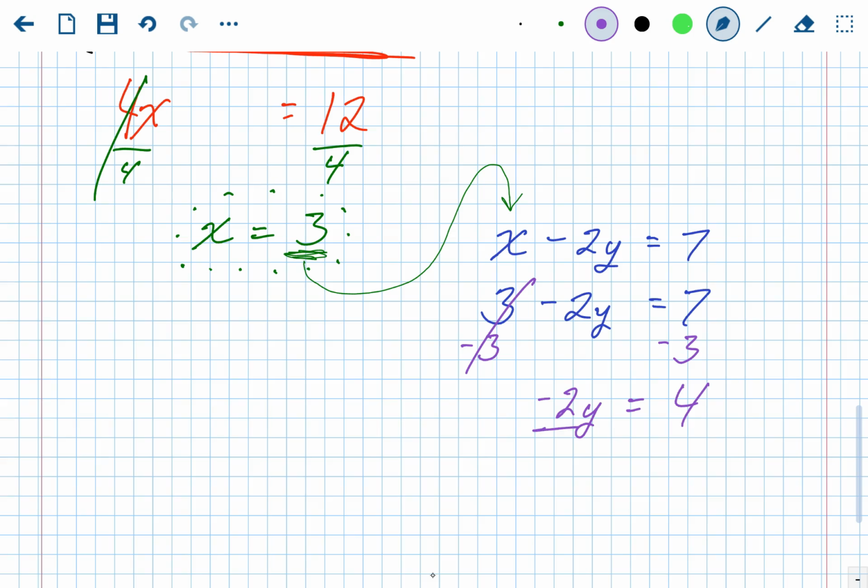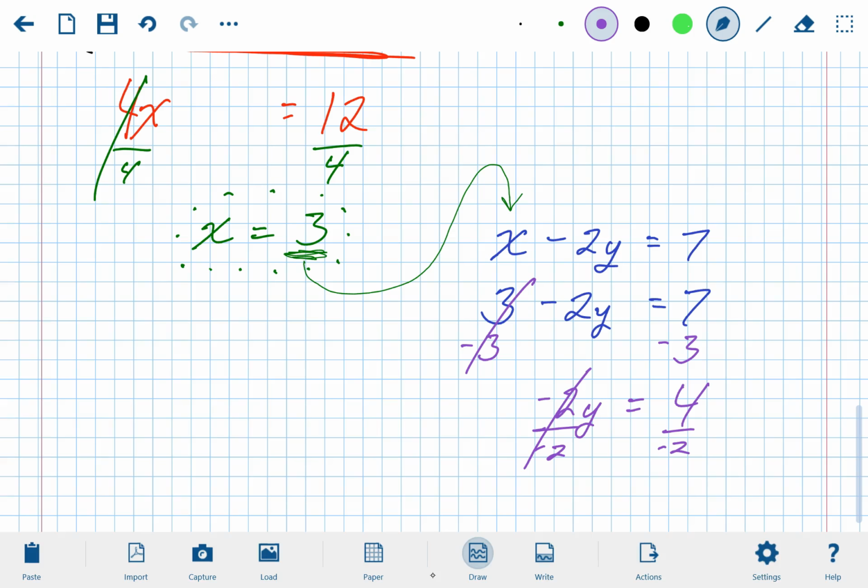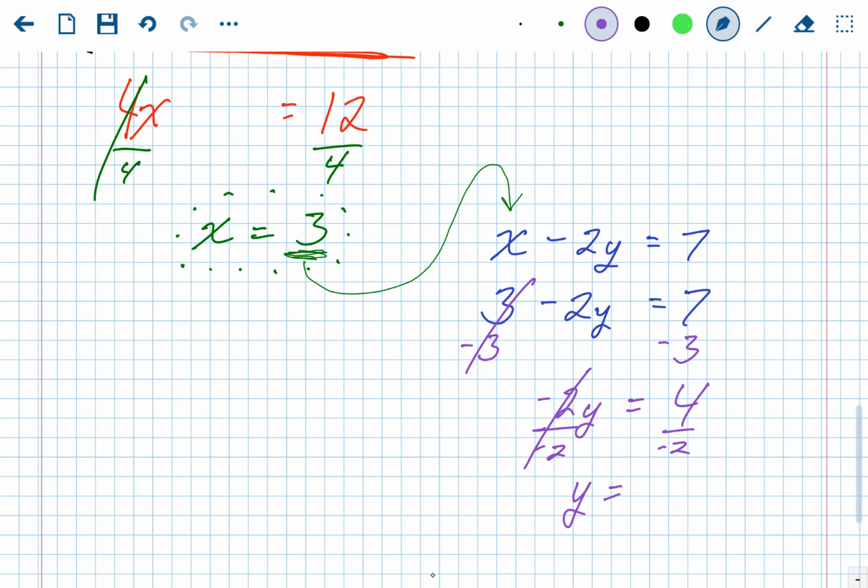And then solve for your missing variable, negative 2. Divide both sides by negative 2. And you get y equals 4 divided by negative 2 is negative 2. Okay, so we found x, we just found y. Our answer is the ordered pair x comma y, 3, negative 2.